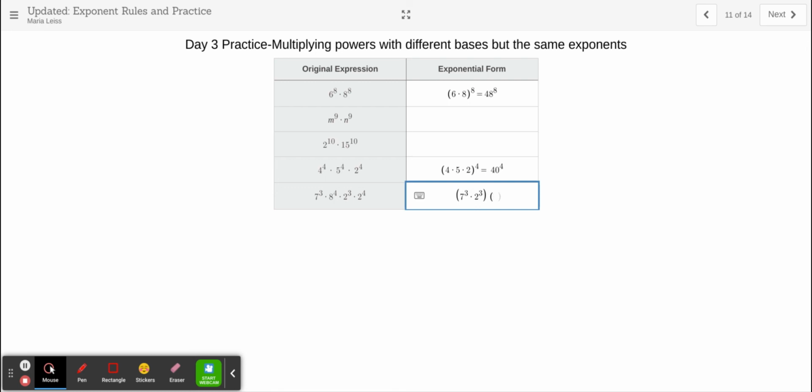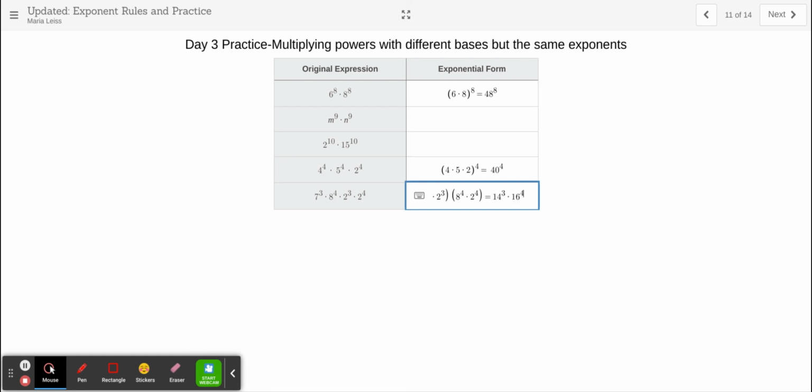8 to the 4th times 2 to the 4th. And then all I do from there is simplify each of those. 7 times 2 is 14 to the third power times 16 to the fourth power.